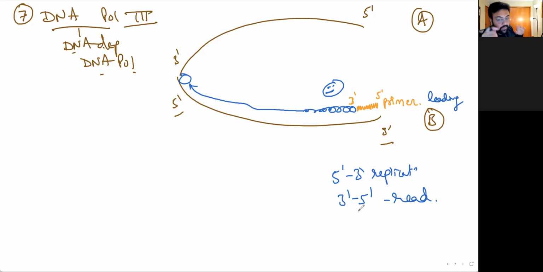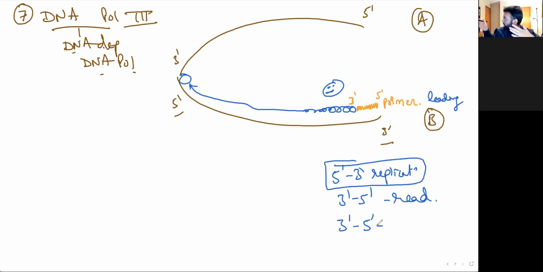So if you are reading from 3' to 5', making 5' to 3', you replicate 5' to 3', and you also have one 3' to 5' exonuclease activity. This is very important. So DNA polymerase 3 replicates from 5' to 3', and it also has 3' to 5' exonuclease activity. Remember, this is exonuclease. Whenever you hear the word exonuclease, it means it can only chop off the end nucleotides, end nucleotide, end nucleotide.